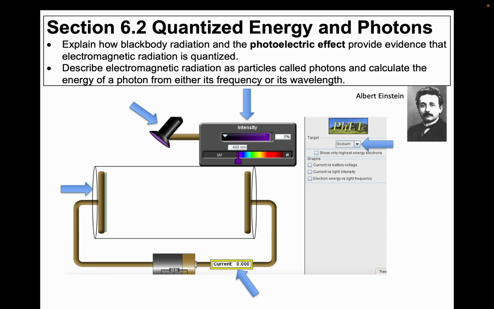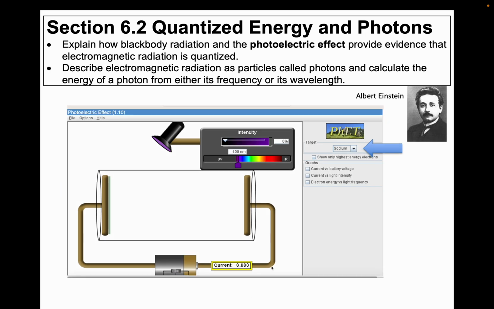So within that simulation, we have a few different features. The way this is set up, we've got a piece of metal on this side. In this case, the metal is a piece of sodium. Light is going to be directed to that piece of metal. It's going to cause electrons to be ejected, and they go from this piece of metal over to this one. We measure the movement across by recording the current. So let's look at a few features of this experiment.